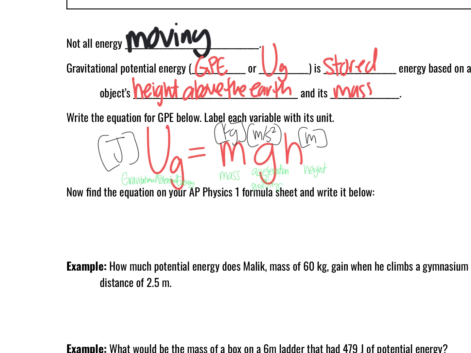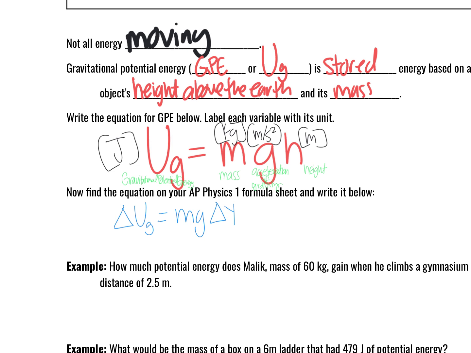Now, if we found it on the AP Physics sheet, it's going to look very, very similar, but just a little different. If you found it on the AP1 equation sheet, it looks like this. It's delta Ug, which means the change in potential energy, equals mass times acceleration of gravity times delta y, or your vertical change or your displacement.